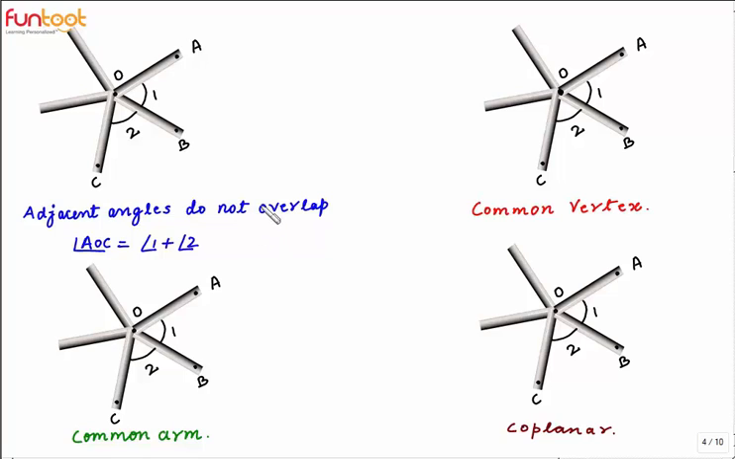First is they do not overlap. Second is they have a common vertex. Third is they have a common arm. And fourth is they are coplanar. I hope you understood the concept of adjacent angles and their mathematical properties.